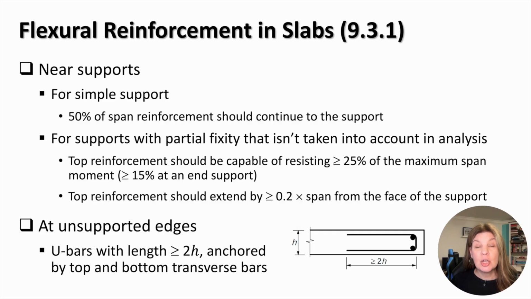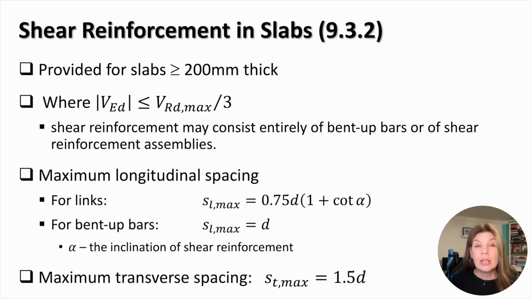Unsupported edges of slabs should be reinforced by U-bars with a length of at least 2 slab depths. These U-bars should be anchored by the top and bottom transverse bars. Shear reinforcement is usually provided for slabs thicker than 200 millimeters.